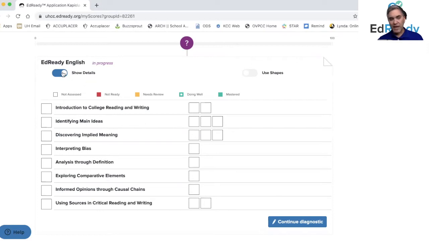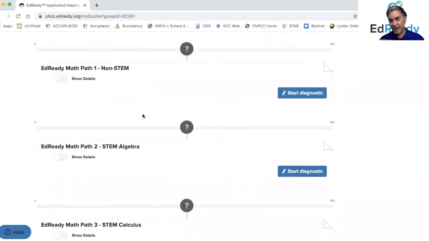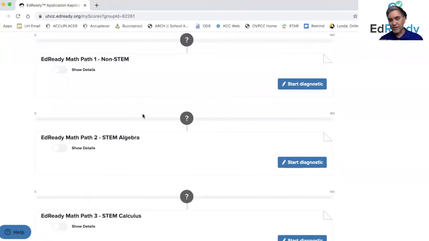And then for math, it really kind of depends. You have three options. And again, it really kind of just sort of depends on what you're going to pursue in college. Let's take, for instance, you're thinking about maybe a degree in business. You may want to do path 2 or 3. If you're thinking about a degree that may not be so math intensive or science intensive, maybe you think about actually path 1. And so this is what EdReady looks like.